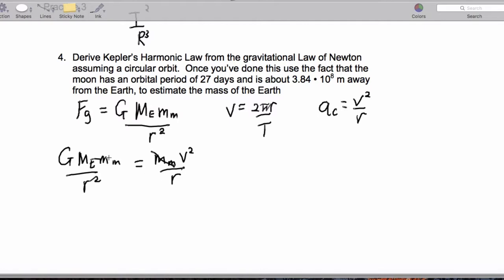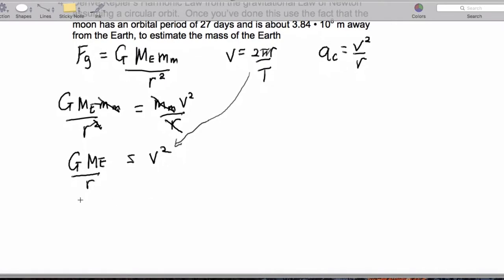Interestingly, this means the moon mass cancels. One of the r's cancels on this side. And so we'll simplify. We'll get G, mass of the Earth, divided by the distance from the Earth to the moon, equals plain old v squared. Now I will substitute into here. So we get G, mass of the Earth, divided by r, equals 4 pi squared r squared all over T squared.